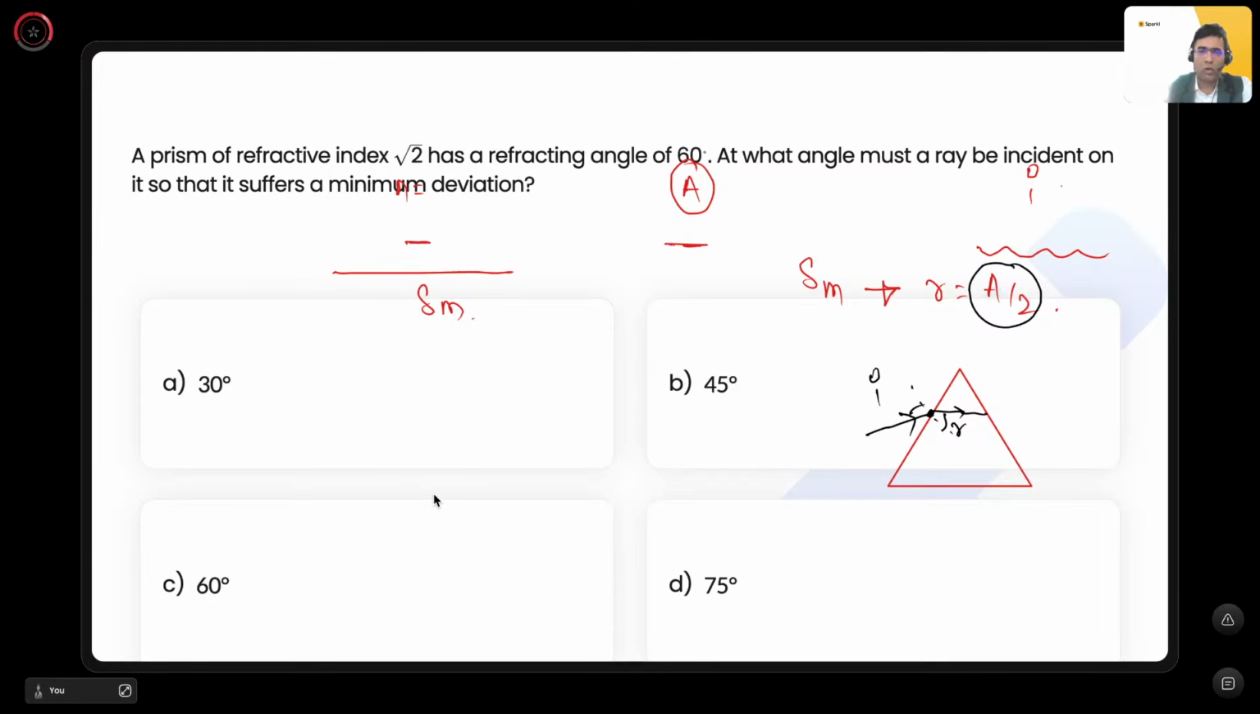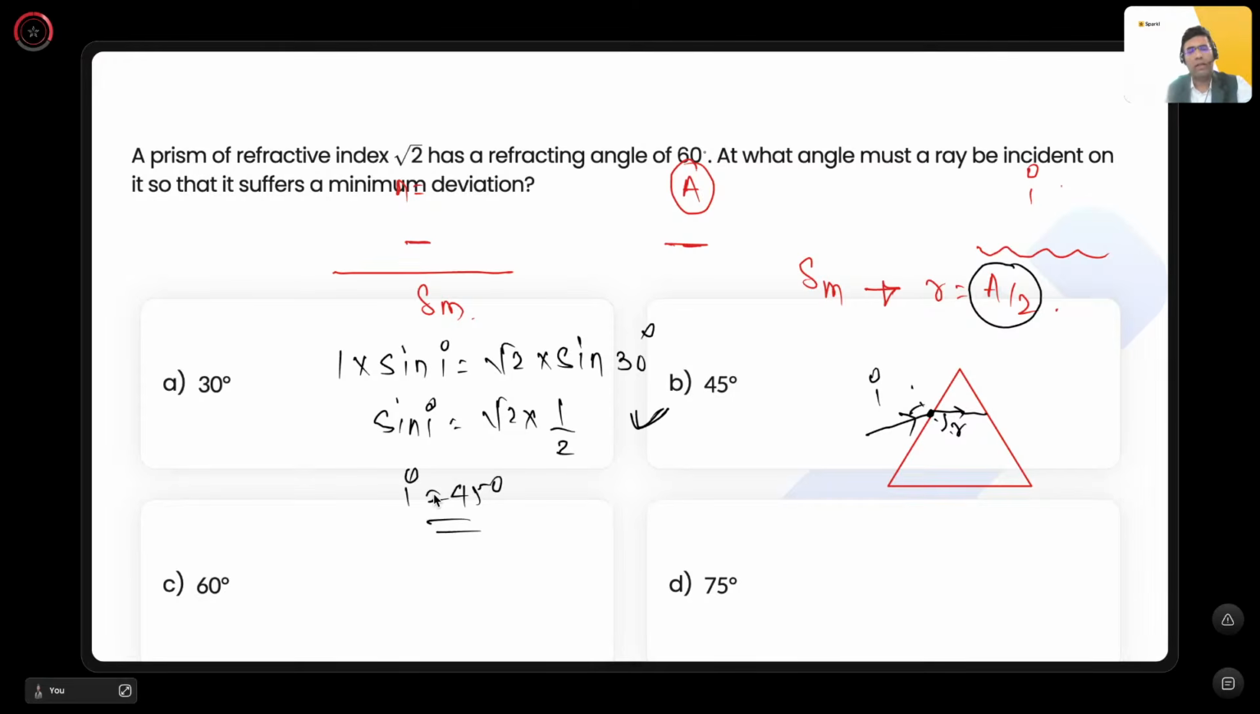So just apply Snell's law over here. So it will be 1 into sine of I will be equal to root 2 times sine of R, and R will be A by 2. So it will become 30 degrees. So sine I will be equal to root 2 times 1 by 2. So I will be equal to 45 degrees. So again, a very, very easy question, but you have to remember all the formulas, all the conditions of the prism. It's advice to all the students to go through each and every pattern of prism, right? It's very, very important. Next question.